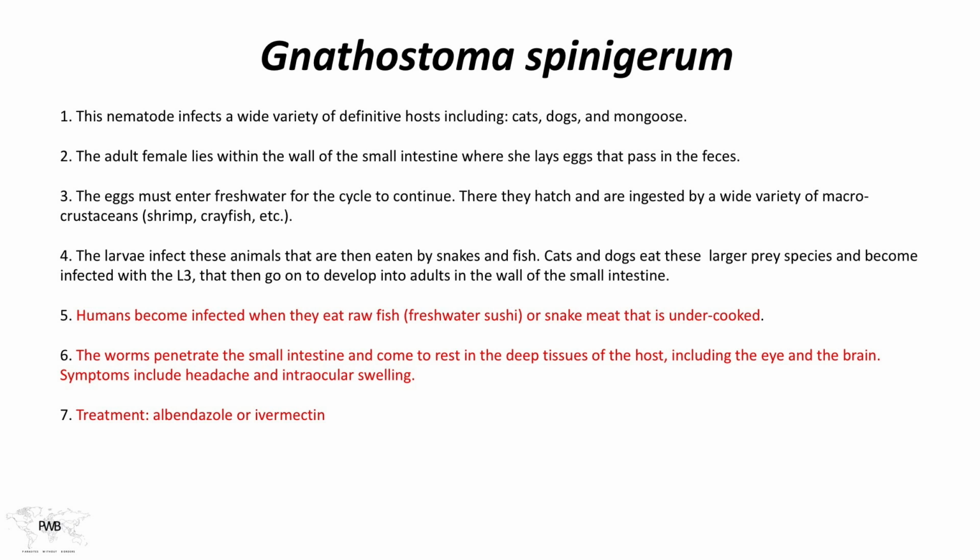It's kind of reminiscent of the same scenario that occurs with Capillaria philippinensis. The larvae infect these animals and then are eaten by a wide variety of predators, snakes and fish. The cats and dogs eat these larger prey species and become infected with the third stage larvae, which then develop to adults, lie in a nodule inside the small intestine where they start to produce eggs and complete the life cycle. Humans become infected in an aberrant fashion when they ingest raw fish.